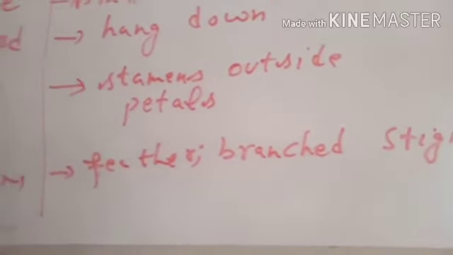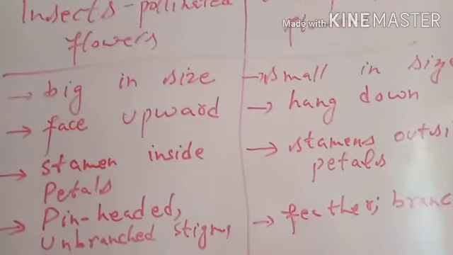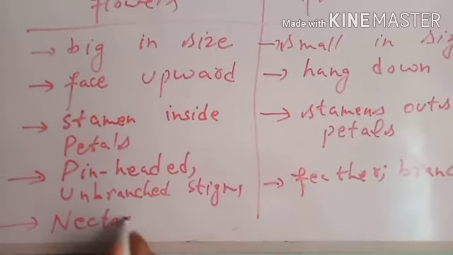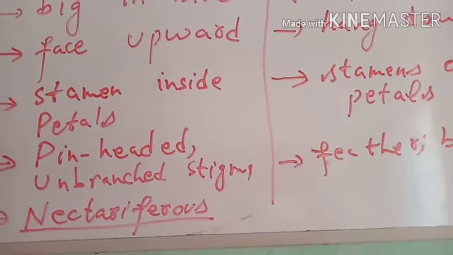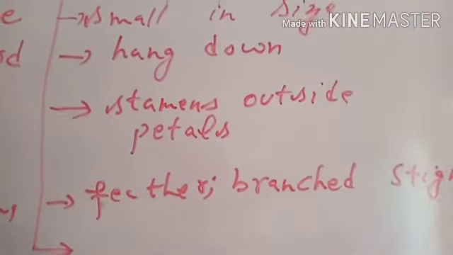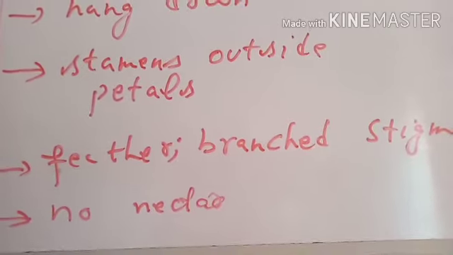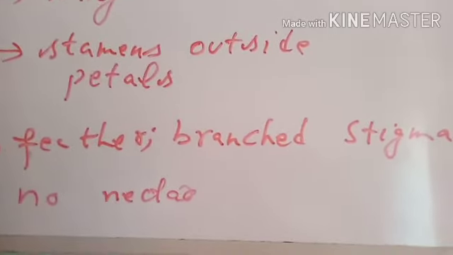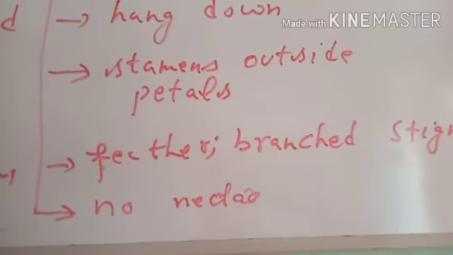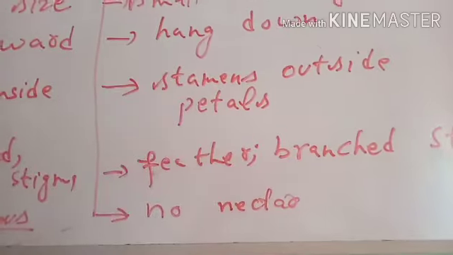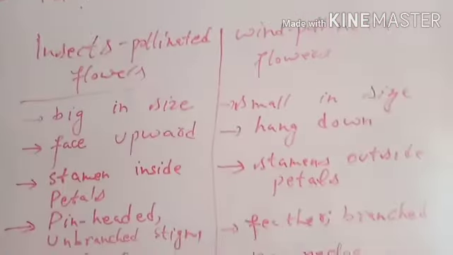The other difference between insect-pollinated flowers and wind-pollinated flowers is that insect-pollinated flowers are nectariferous, means insect-pollinated flowers contain nectar, whereas the wind-pollinated flowers produce no nectar. Actually, insects are attracted towards those flowers which are having nectar. They need nectar as their food, and to attract the insects and make them associate the nectar with their flowers, another difference between insect-pollinated flower and wind-pollinated flower arises.